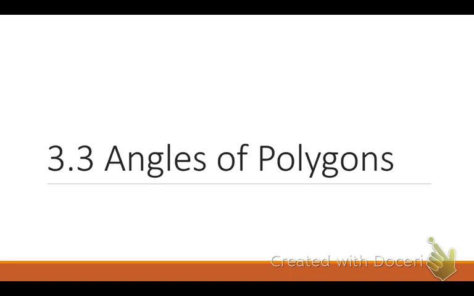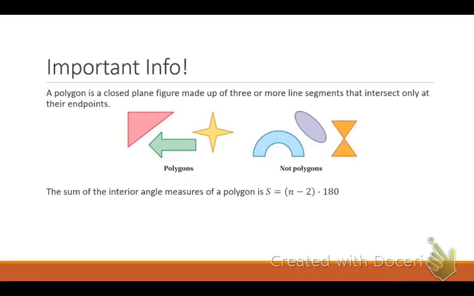All right, so angles of polygons, what we're doing is we're finding unknown measurements. Now, not just of triangles, but of all the polygons. So the first thing you need to know is this definition of a polygon, okay? So what is a polygon and what is not a polygon?